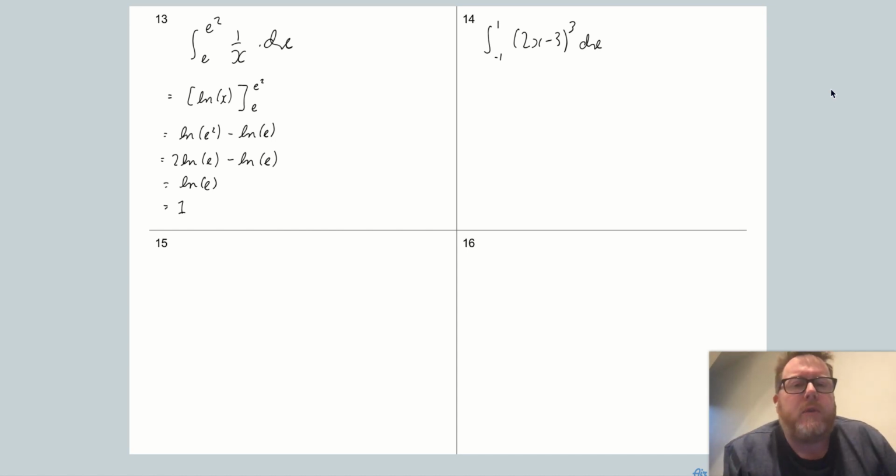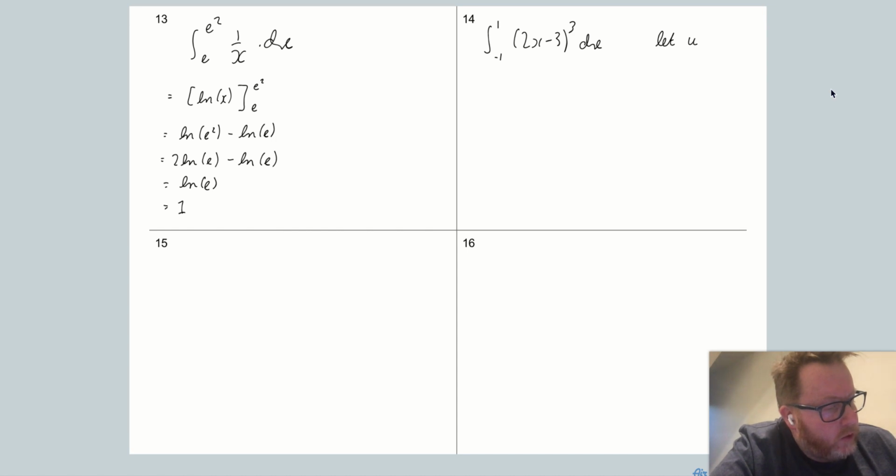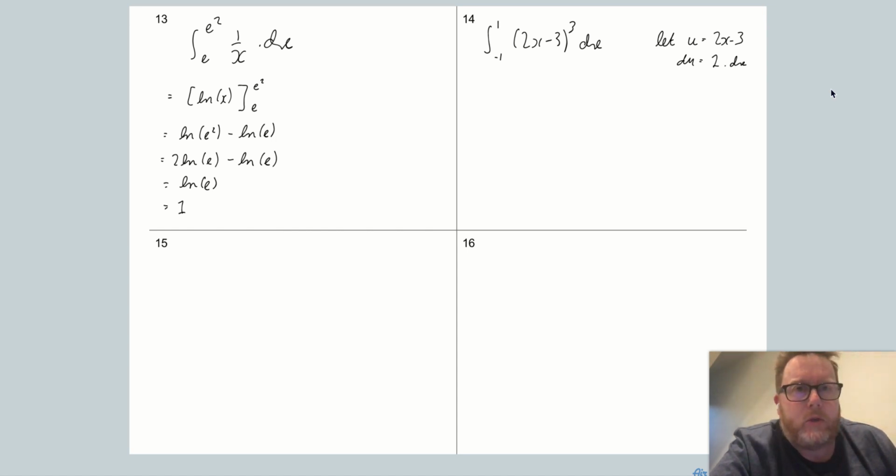So we've got an integral from -1 to 1 of (2x minus 3) to the power of 3 dx, and I'm going to use my usual substitution methods to progress this one. So I'm going to start off with, let u equal the inside function, 2x minus 3. So therefore, du is equal to, well, the derivative of 2x minus 3 is just 2, and that's with respect to x. So du equals 2 dx.